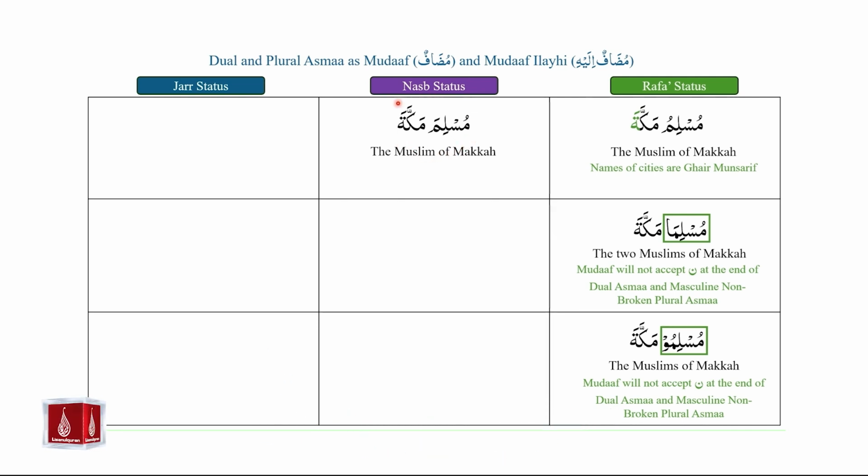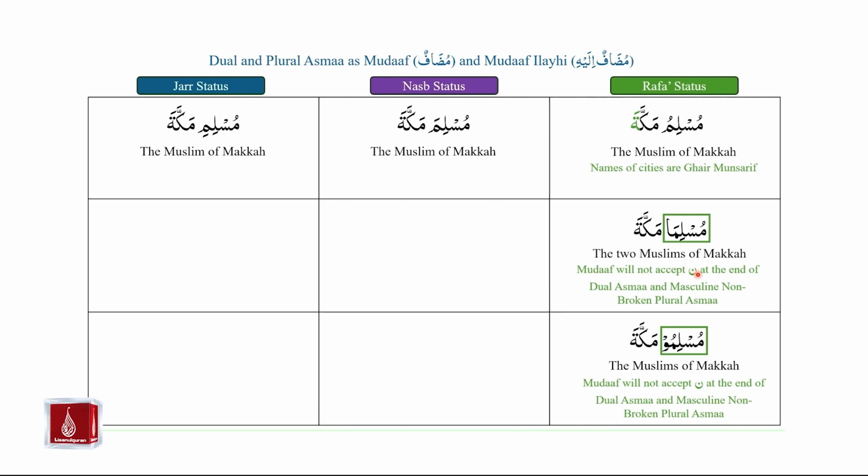The status of the Murakkab Izafi will change with the status of the mudaf. In this case, since mudaf is marfu, the entire Murakkab Izafi will be marfu. In this case, the mudaf is mansoob, so the entire Murakkab Izafi will be mansoob. Muslimu, Muslima, Muslimi, Makkata. In this case, mudaf is majroor, so the entire Murakkab Izafi will be majroor. The meaning will once again be the same, that is the Muslim of Makkah. Next we will look at the example of dual asma. Muslima Makkata, the two Muslims of Makkah.